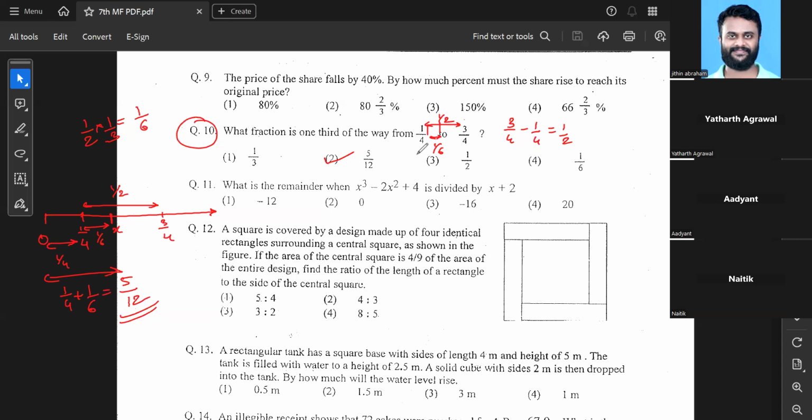Sir, in the answer key which was sent for this paper, it is written second option is also correct and fourth option is also correct. What fraction is 1/3 of the way? But technically speaking, the actual correct value will be 5 by 12 itself, because the fraction is x. What is 1 by 6? 1 by 6 is basically the difference between 1 by 4 and that particular new fraction, x. The difference between them is 1 by 6. Hence I won't say that 1 by 6 is correct.